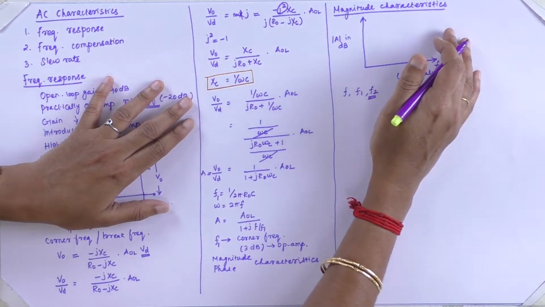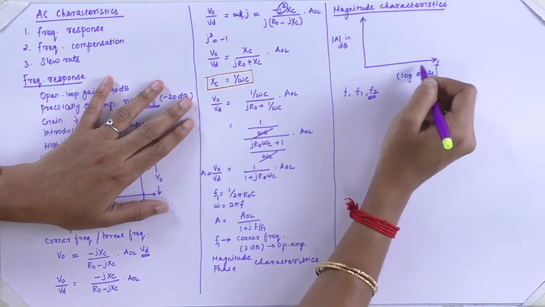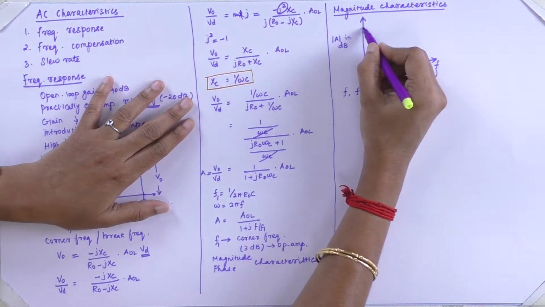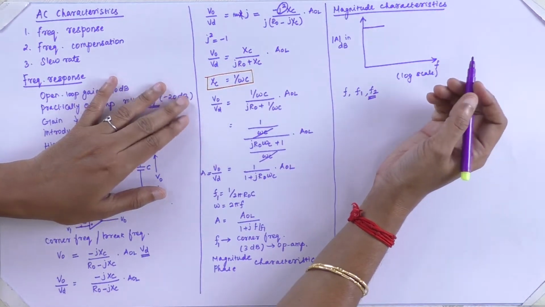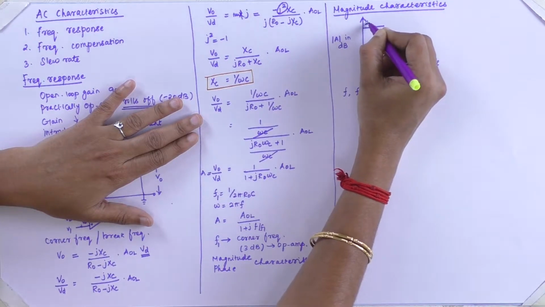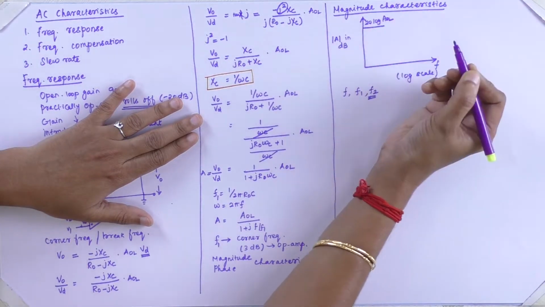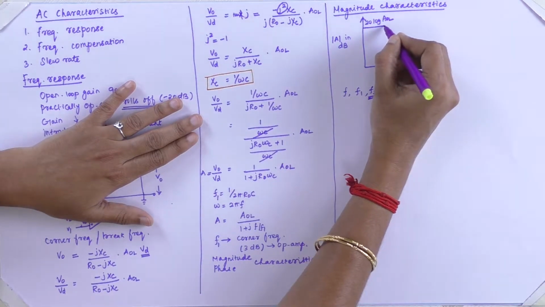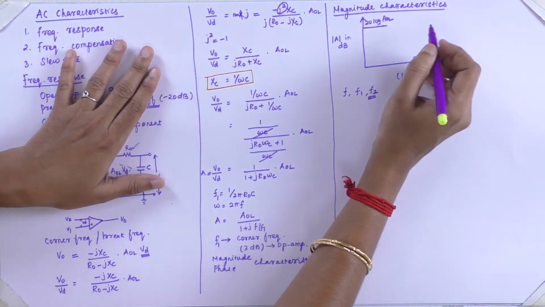In this condition, initially we have a 0 frequency. In that 0 frequency range your gain will be maintained at 20 log AOL, where AOL is nothing but your open loop gain. So in this condition your value will be 20 log of AOL, the open loop voltage gain. In that condition it maintains a value of 90 decibels.